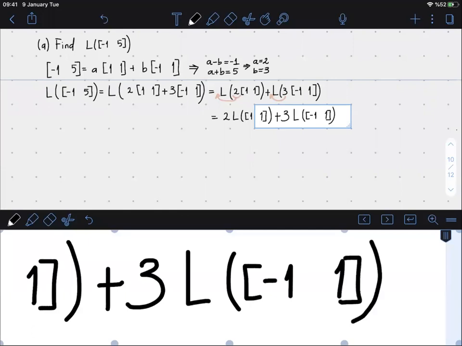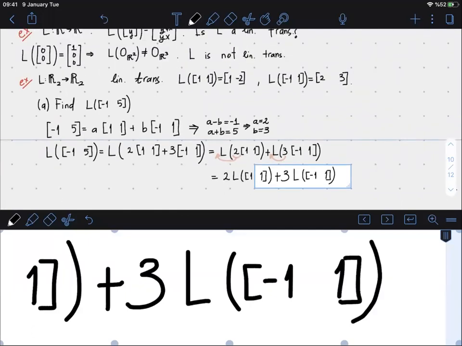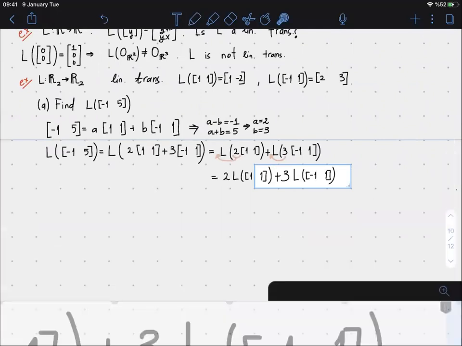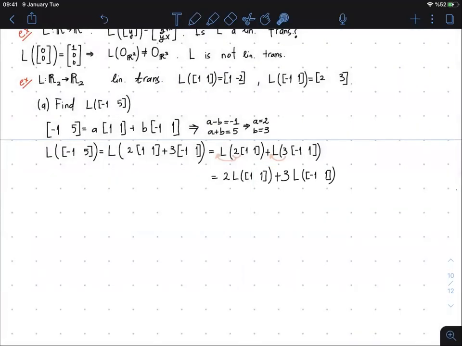Now we can see why I did this. Why did I do this? Because I know the value of L(1,1) and I know the value of L(-1,1). So I know these values, and I can just plug them in here.